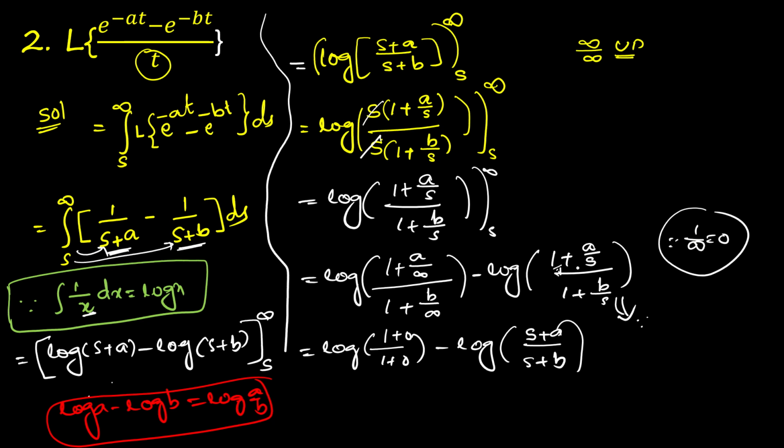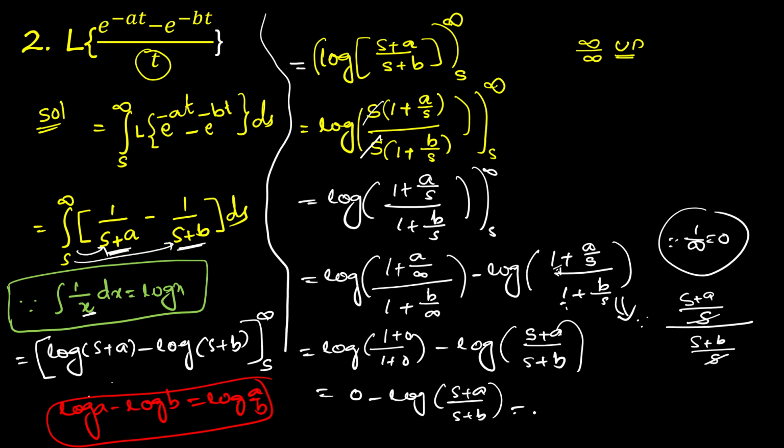LCM of 1 comma s is s. Now numerator s plus a, all divided by denominator 1, with LCM s into 1 is s. Again s gets cancelled: s plus a by s plus b. Log of (1 plus 0) by (1 plus 0) is log 1, and log 1 value is 0, right? 0 minus log of s plus a by s plus b.